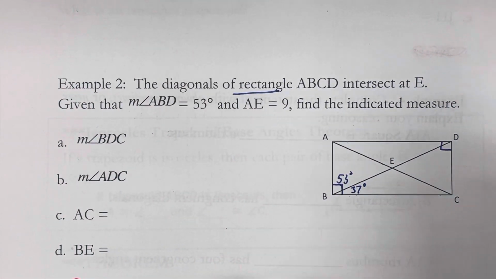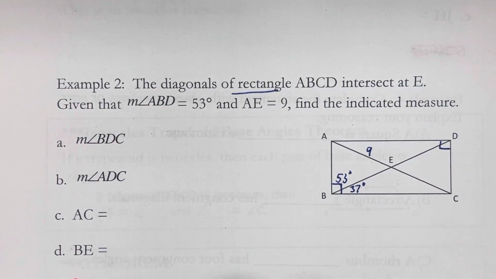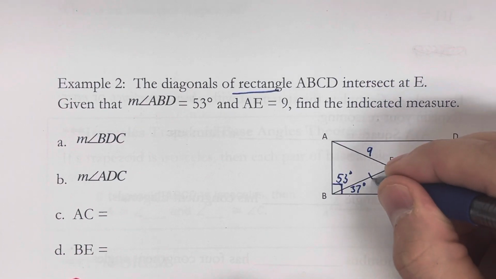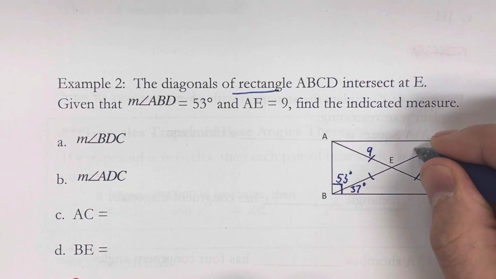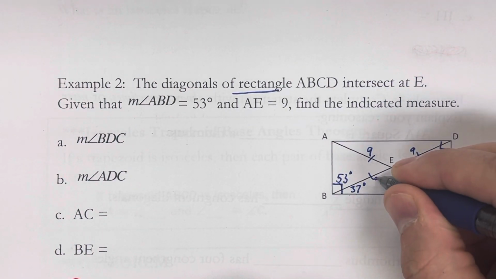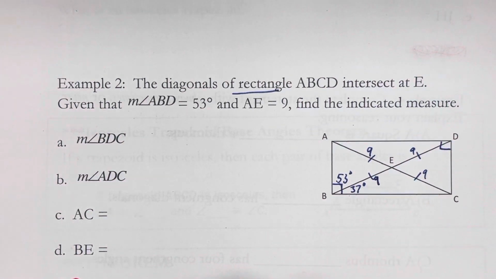I'm also told that AE is equal to 9. So the other piece, the diagonals of a rectangle are congruent. So all 4 of these are the same length. So we'd have a 9 here, a 9 here, and also a 9 here. All 4 little pieces would have to be the same size. Let's see what we're supposed to find now.